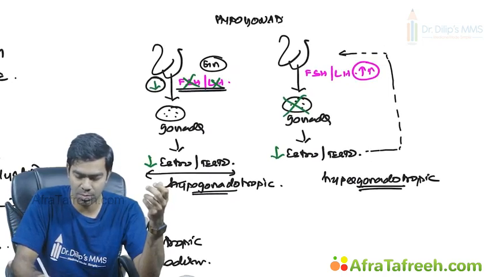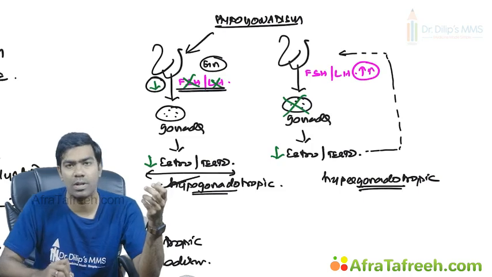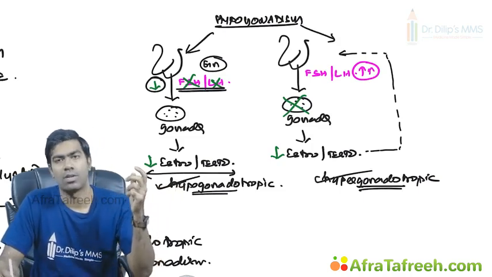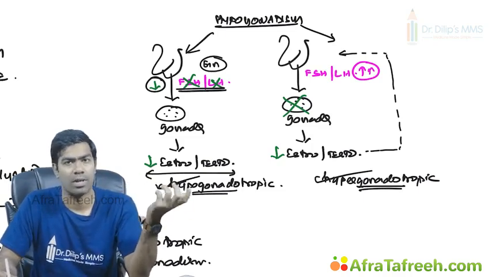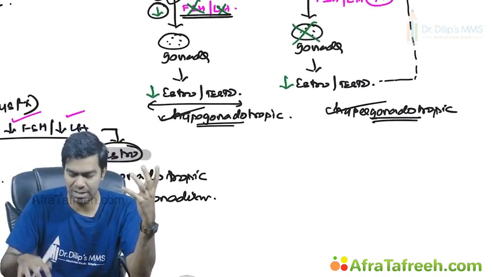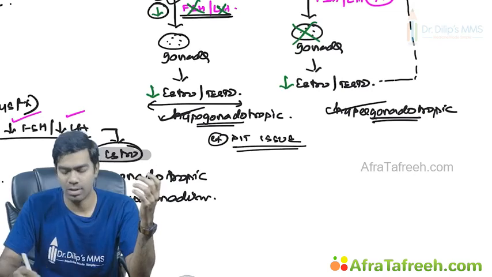But what is the type of hypogonadism is very important. If you have a central issue, it's called hypogonadotropic hypogonadism. If you have a peripheral gonadal problem, you're going to result in a hypergonadotropic hypogonadism. So hypogonadotropic hypogonadism, characteristic example is pituitary issue. Any pituitary or central issue will result in a hypogonadotropic hypogonadism only.